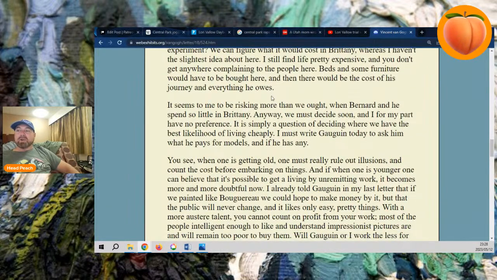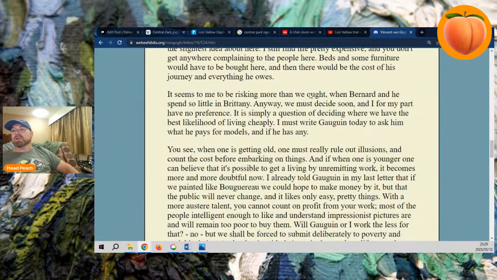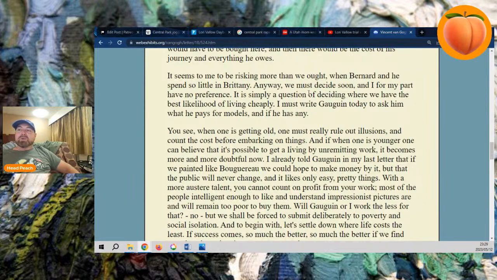We can figure what it would cost in Brittany, whereas I haven't the slightest idea about here. I still find life pretty expensive, and you don't get anywhere complaining to the people here. Beds and some furniture would have to be brought here, and then there would be the cost of his journey and everything he owes. It seems to me to be risking more than we thought when Bernard and he spend so little in Brittany. Anyway, we must decide soon, and I, for my part, have no preference. It is simply a question of deciding where we have the best likelihood of living cheaply. I must write Gauguin today to ask him what he pays for his models, if he has any.